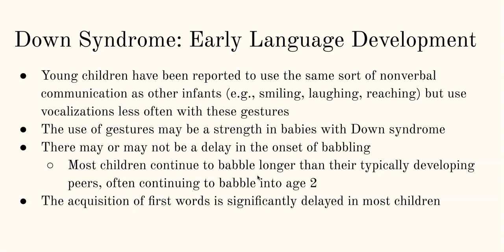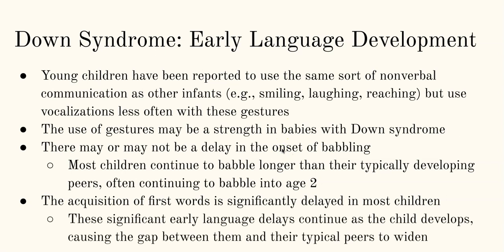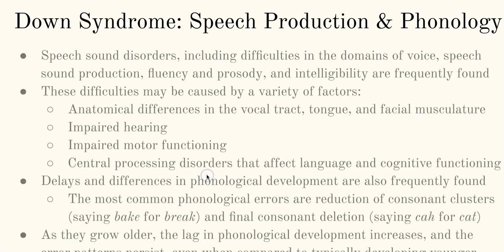The acquisition of first words in people with Down syndrome is going to be significantly delayed. And these early language delays are going to continue as the child develops, causing the gap between them and their peers to widen. So the older the child with Down syndrome gets, the farther behind the typical average kid they're going to be.